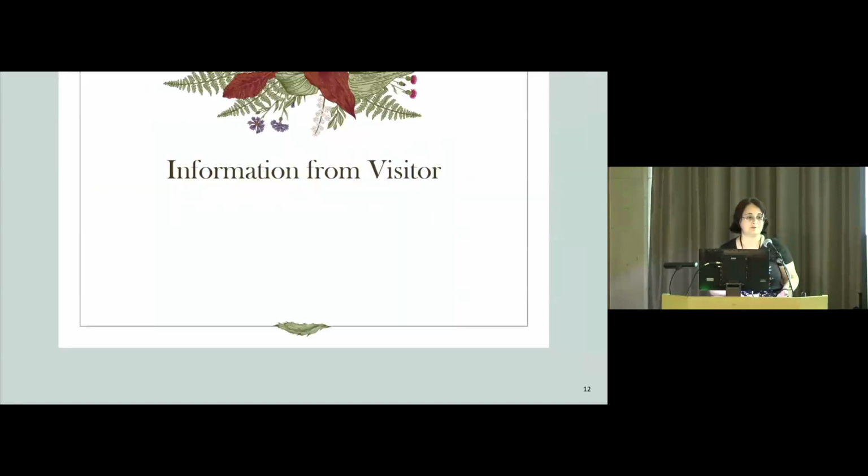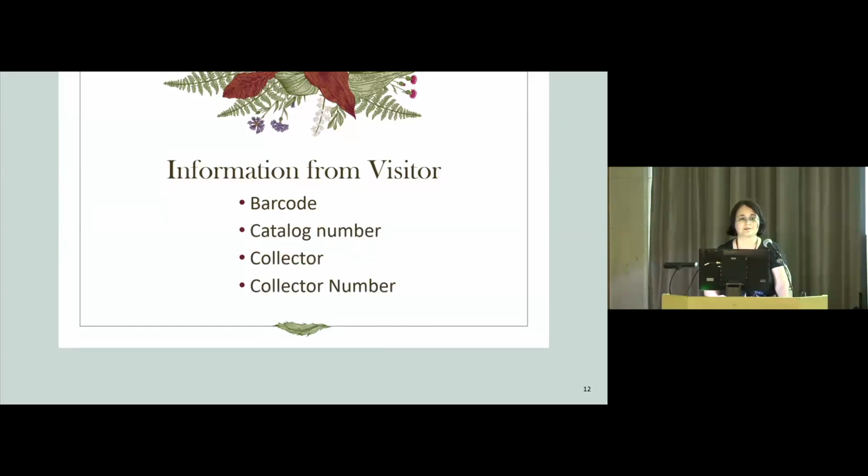So if approved by our collection advisory committee, some are not, some are approved on a basis of us reviewing the specimens, I gather the following information from each visitor: barcode, catalog number, collector number. These I use to build the catalog, or the connection between the catalog record and our transaction module. We use Axial Emu as our database.